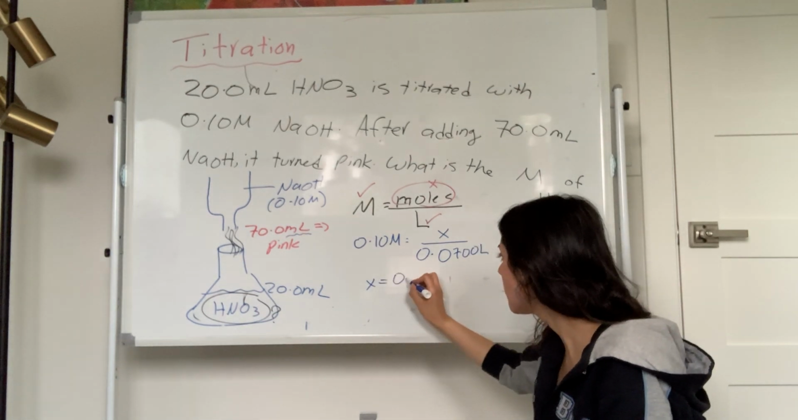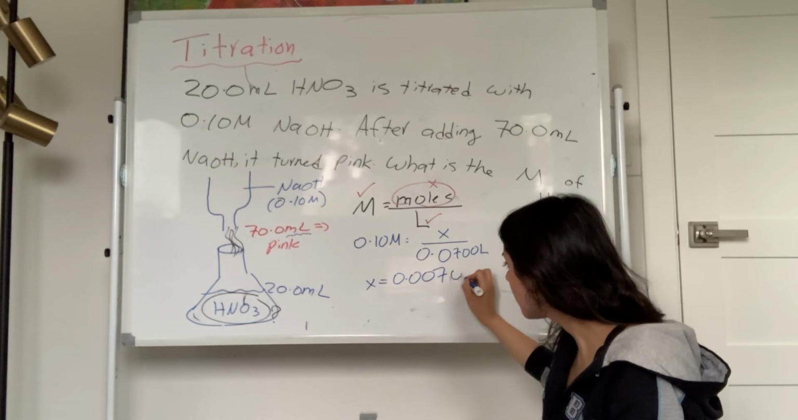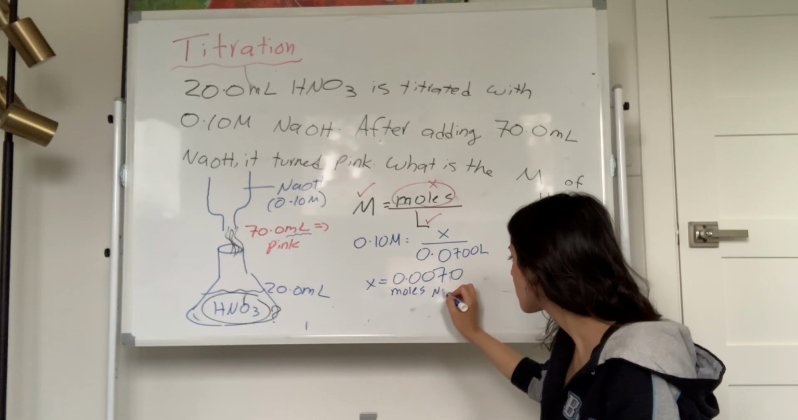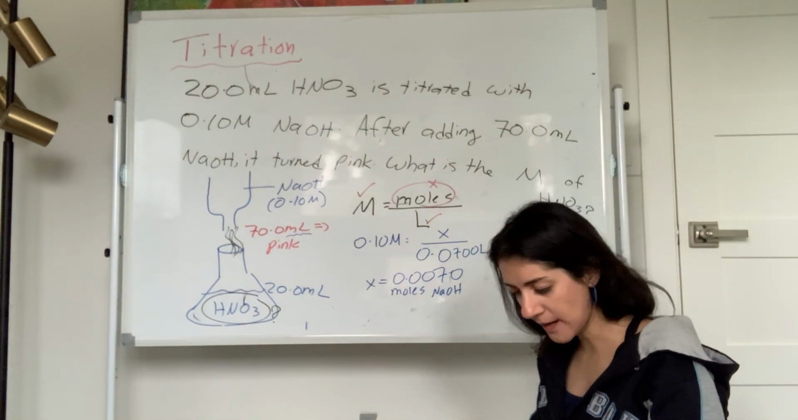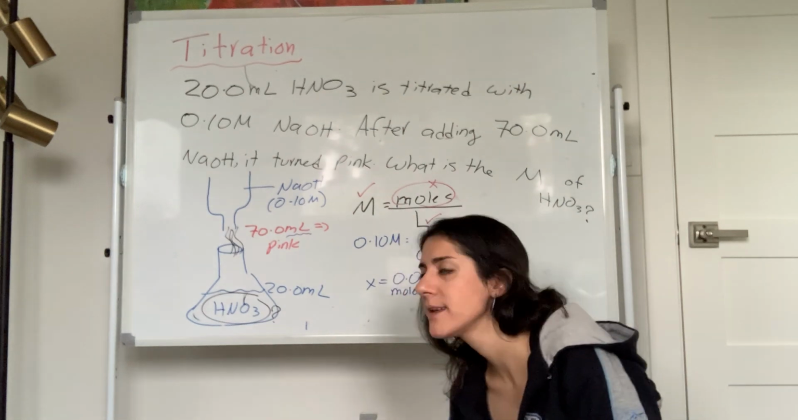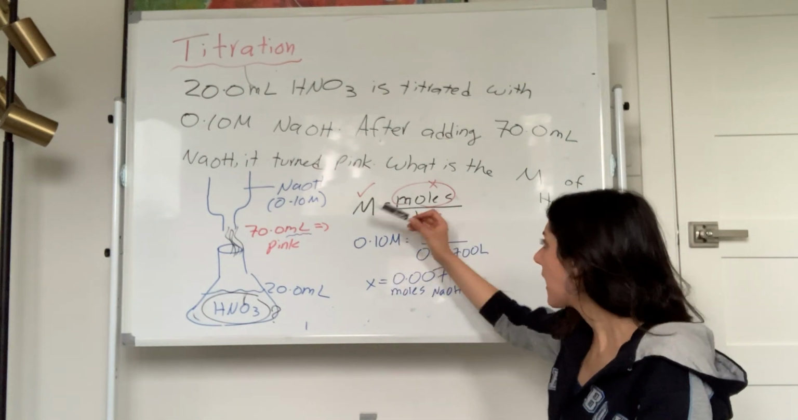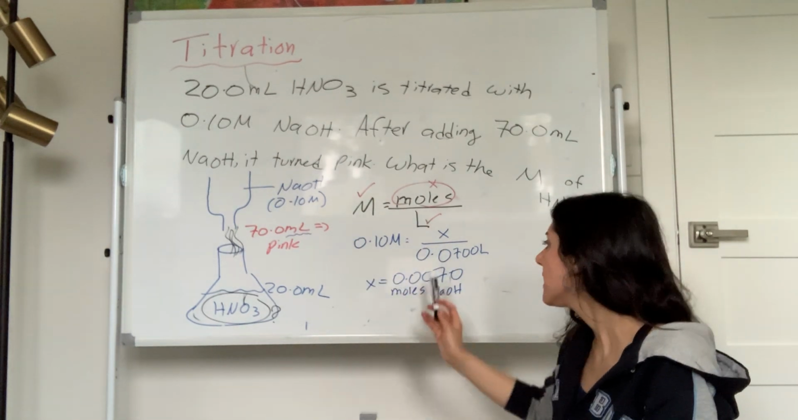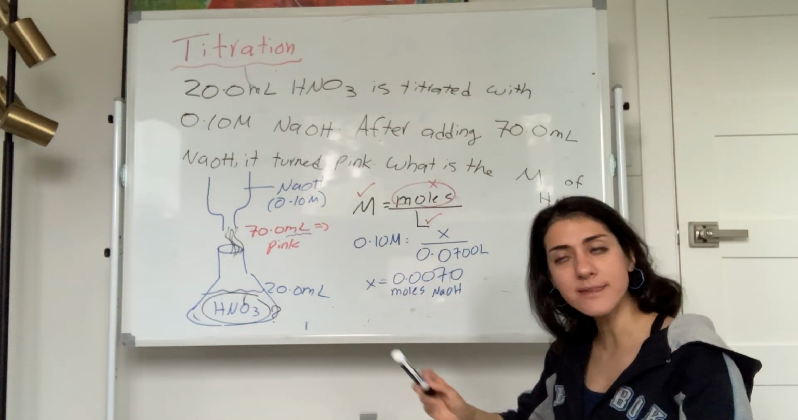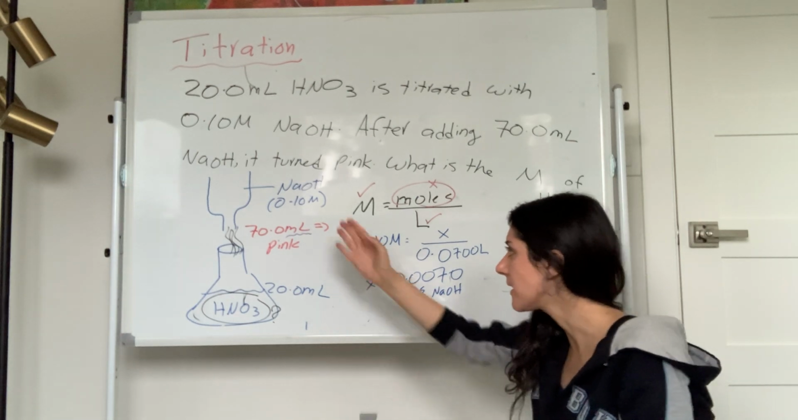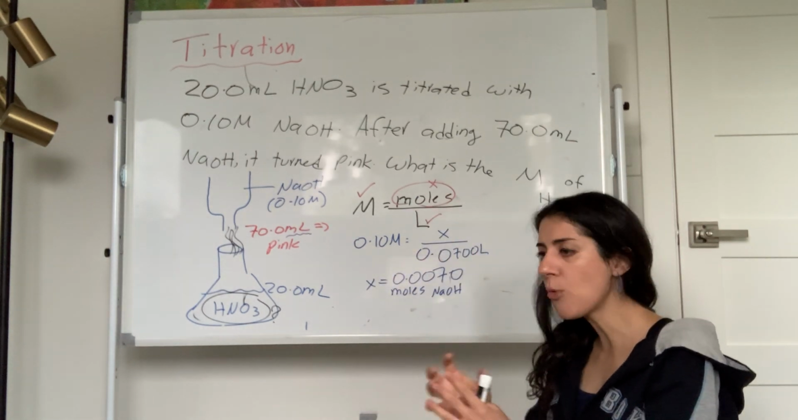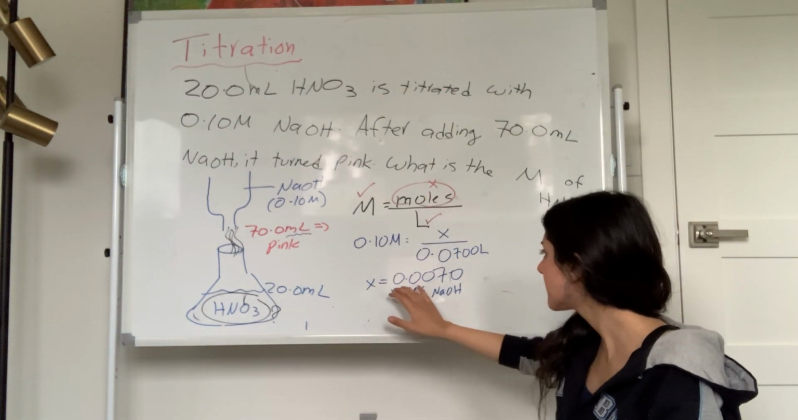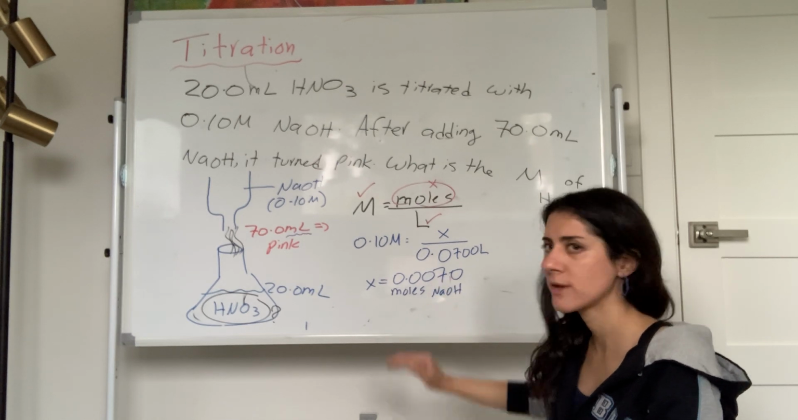So what I get is 0.0070 moles of NaOH. I want to go over this with you one more time. Molarity is moles per liter. I have the molarity of NaOH. I know I added 70 ml. Divide that by 1,000, it will be 0.07 liters. Now the question is, if this is the molarity and I added this much, how many moles was that in the 70 ml? I can just plug it in. X is 0.0070 moles of NaOH.